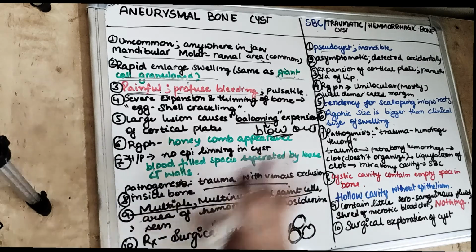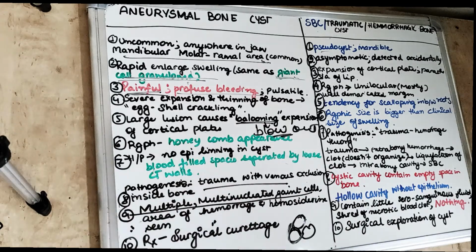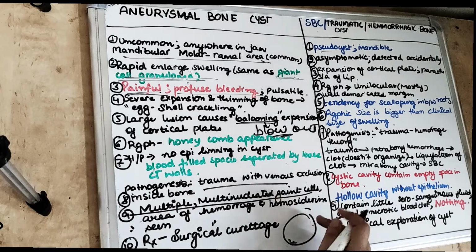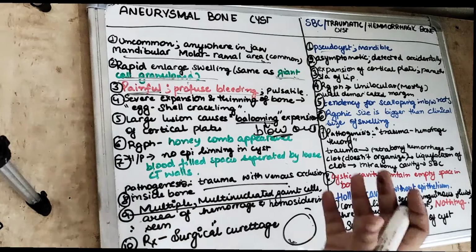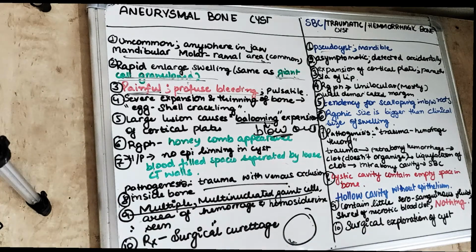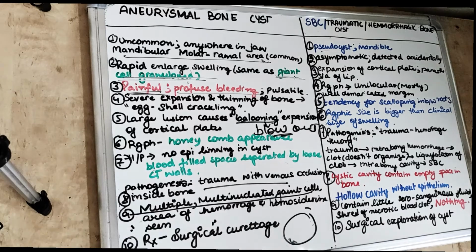There is no epithelial lining in the cyst. Can you understand? See, this is a cyst, right? So a cyst always has a lining, but this cystic lining is actually absent. Epithelial lining is absent. So there are only loose connective tissue walls present. And the multinucleated giant cells you will see. So this is about the aneurysmal bone cyst.